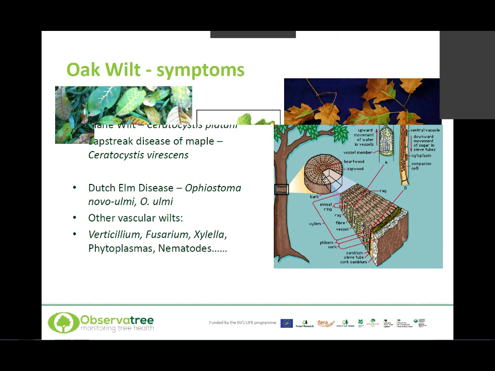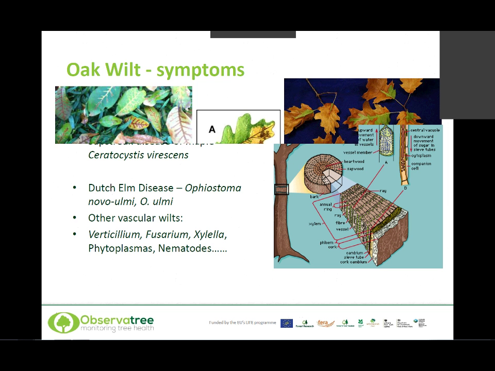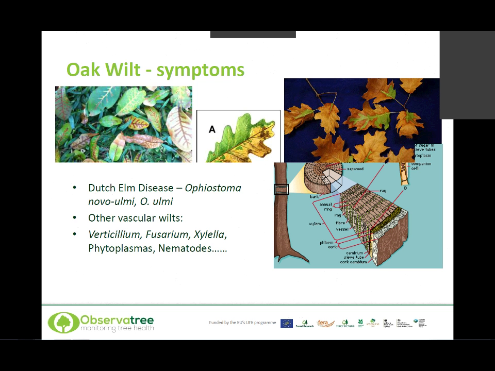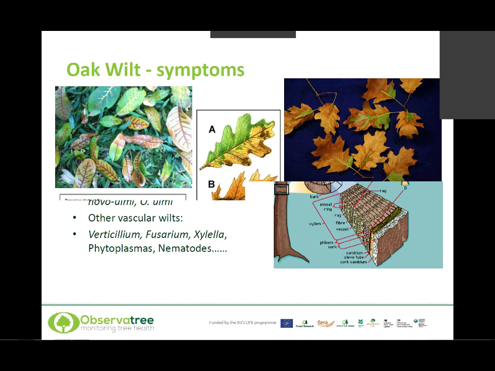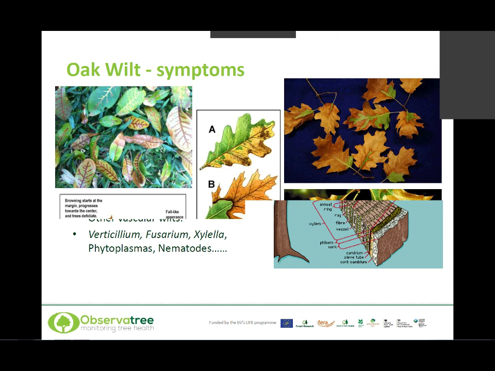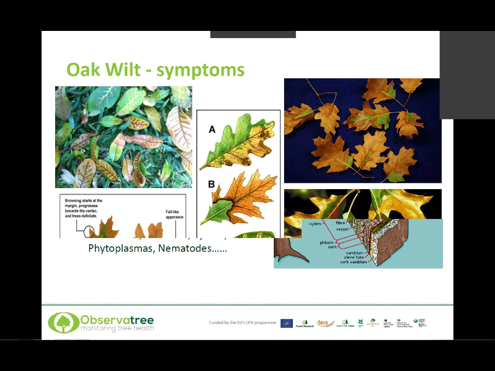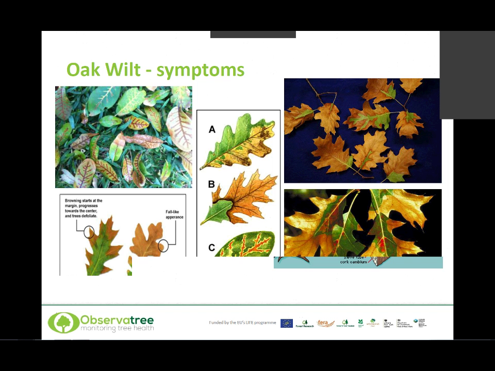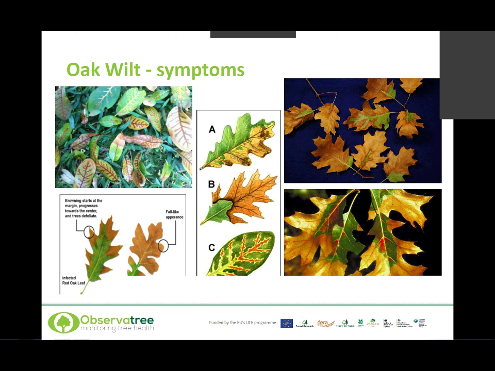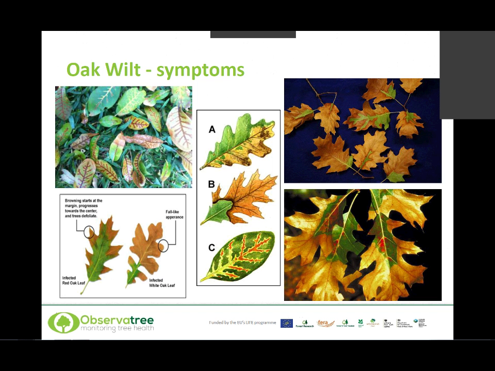So if we could just go on to the next slide, if that's possible, which is slowly coming up in front of you. This is showing the symptoms of oak wilt on leaves, and these are pictures that came from North America, where Ceratocystis fagacearum is a significant problem. And as you can see, when there's a shortage of water, the leaf responds either by yellowing, which we call chlorosis, or browning, which we call necrosis.